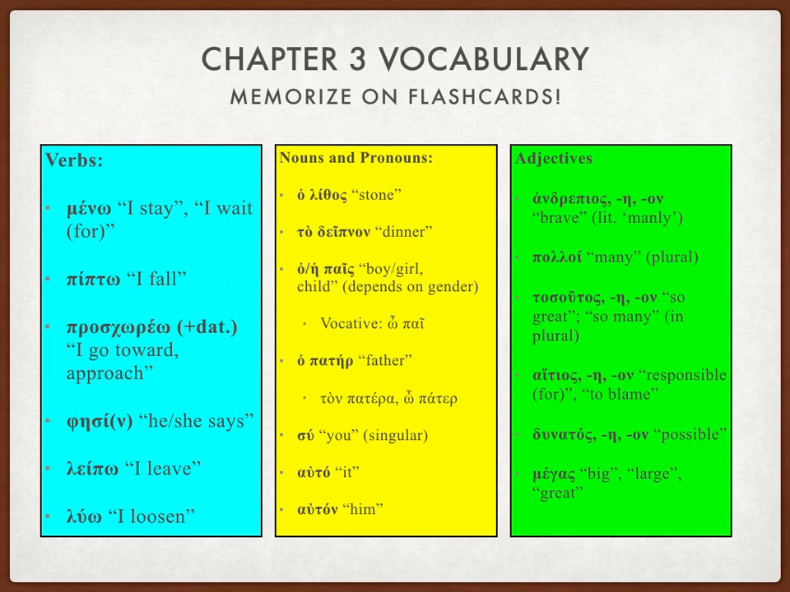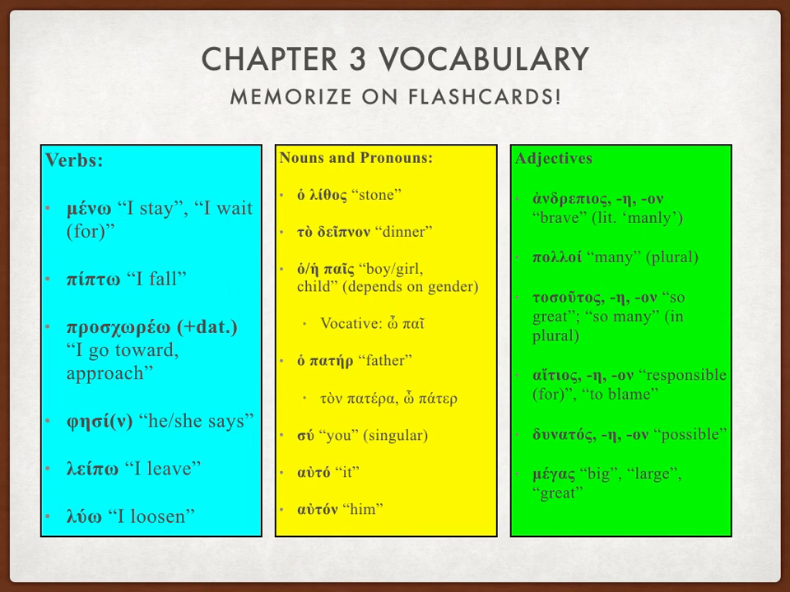So if you see ho pais with the omicron, you know it's masculine, so you can either translate it as child or boy. You can assume it's male. If you see he pais, you can also translate it as child, but that's the feminine nominative singular definite article, so you could translate it as girl. This is going to have a special vocative, as we'll see. The vocative, if I'm talking to a child, I would say o pai, o child, o boy or girl.